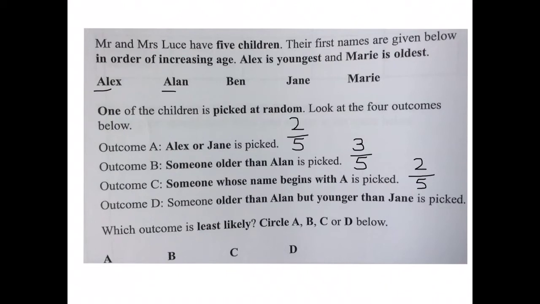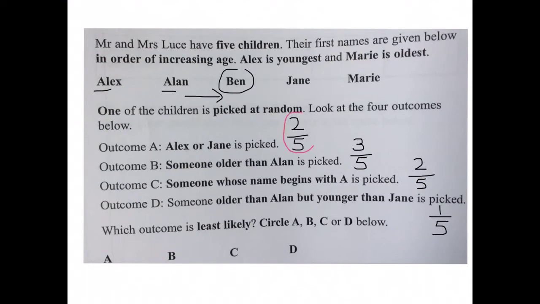And outcome D, someone older than Alan but younger than Jane is picked. So older than Alan could be Ben, Jane or Marie, but the statement says that they have to be younger than Jane, so there's only Ben. So which outcome is least likely?